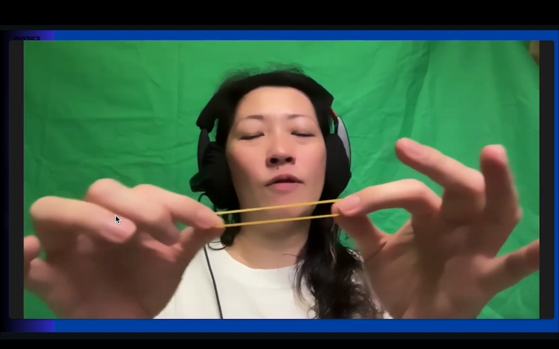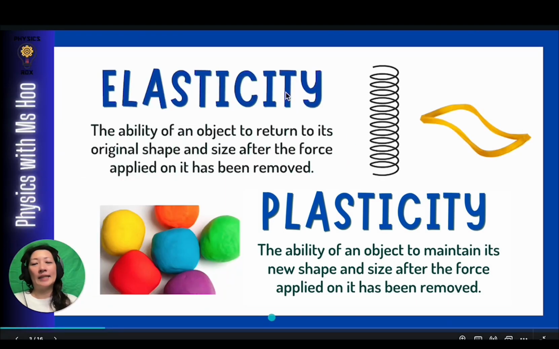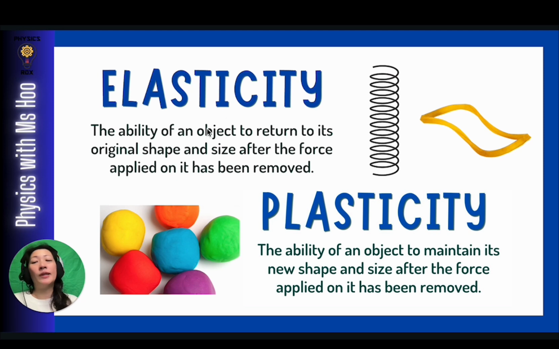So you can see how when we stretch a rubber band and when we let go, it's able to return to its original shape and size. So elasticity is the property of an object where it's able to return to its original shape and size after the force applied on it has been removed. So a rubber band, once you stretch it and you let go of the force, it's able to return to its original shape and size. So that's being elastic. Another very common object that's elastic is a spring.